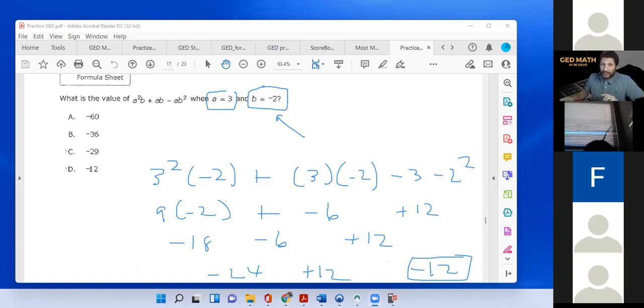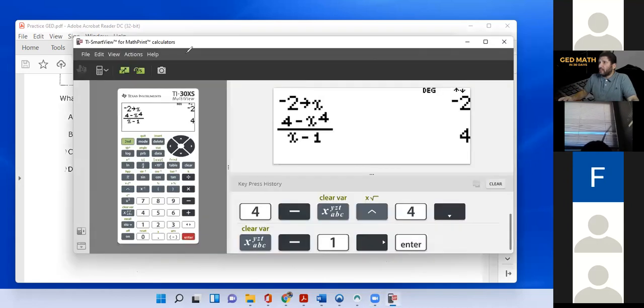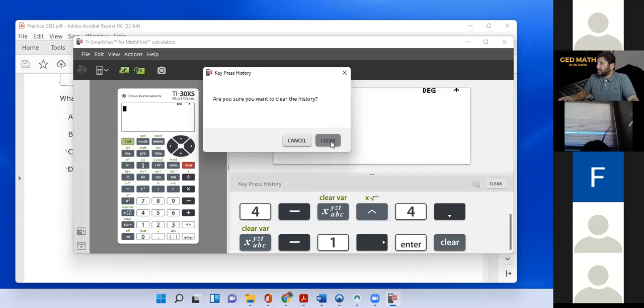Now I want to check it. This is what you should be doing at home. When you do a problem, you should do it by hand, then grab your calculator. So I'm going to clear this for right now. I'm going to grab my calculator again. Let me make it a little bit smaller here. Let me clear everything out.